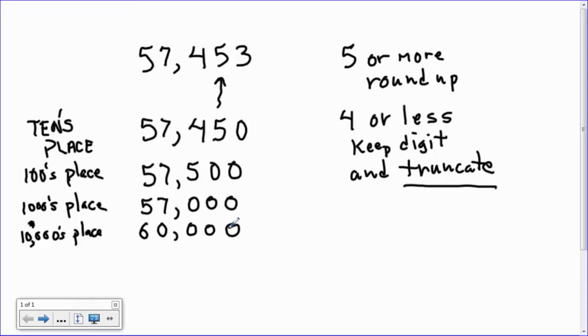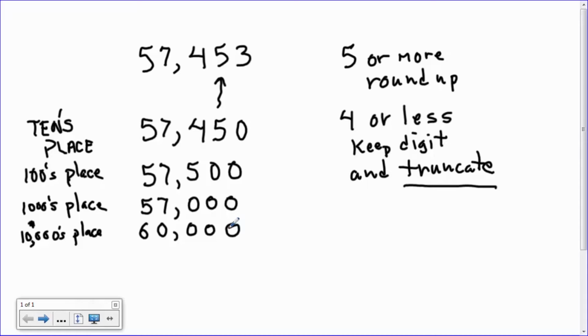So here's what we have. If we take the number 57,453, if we round to the tens place, which is where the first 5 is to the right, and I look at the digit immediately to its right, it's a 3. Since it's 4 or less, I keep that digit, change the 3 to a 0, and it becomes 57,450. If I round to the hundreds place, I go to the 4. I look at the digit immediately to its right, which is a 5, so I'm going to round up in this case. So the 4 becomes a 5, and the other digits become 0, so it becomes 57,500.